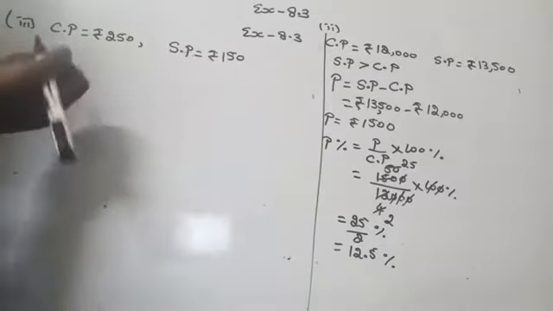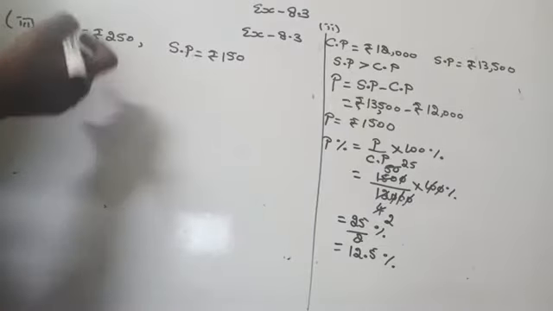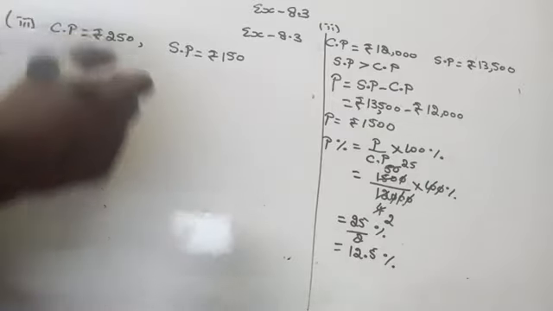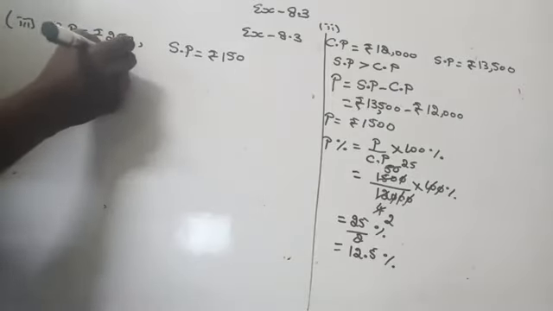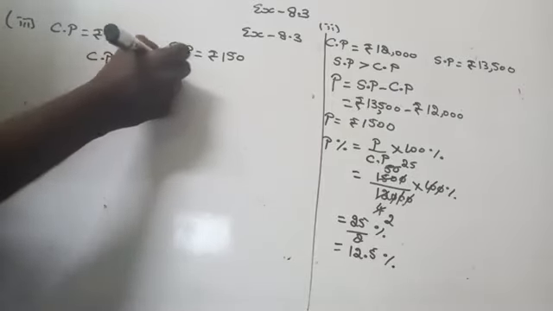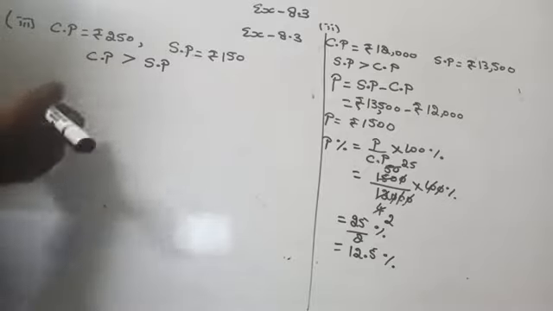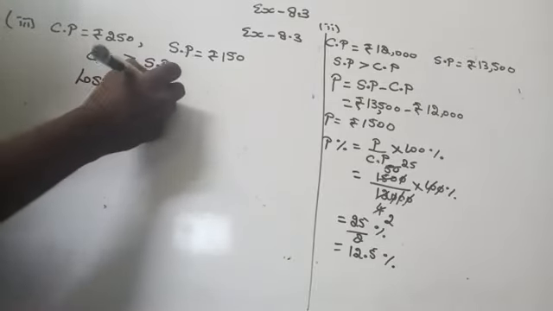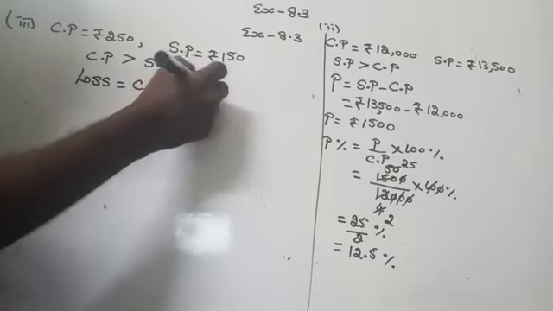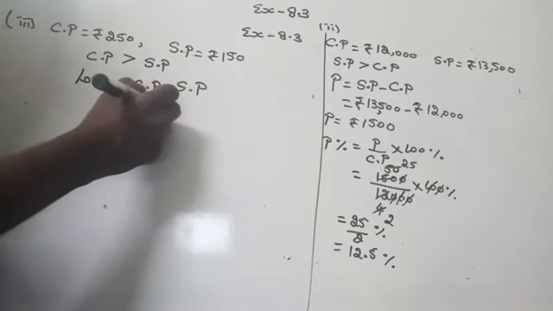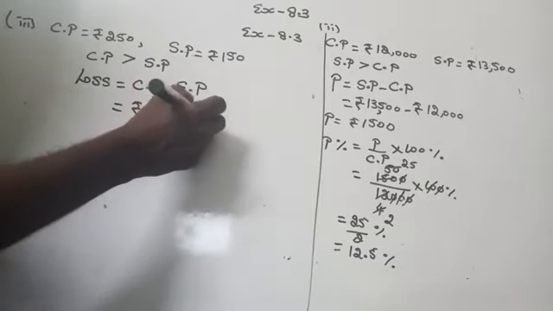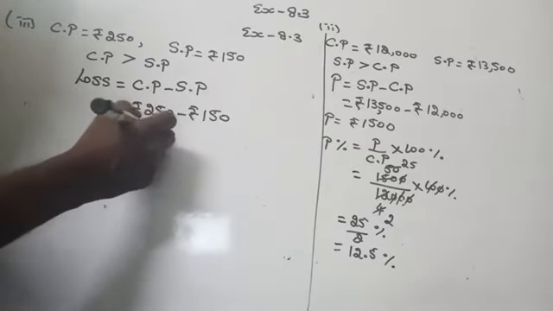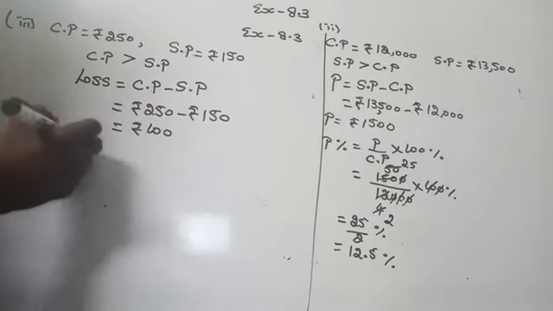So here they made a profit or loss? Here the cost price is more than the selling price. So here they incurred loss. Then loss is equal to what? Cost price minus selling price. Cost price is rupees 250, selling price is rupees 150. So rupees 250 minus 150 is what? Rupees 100.